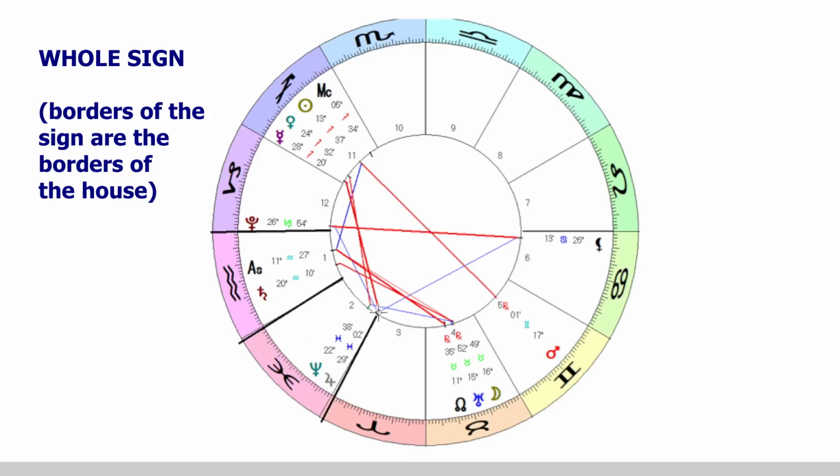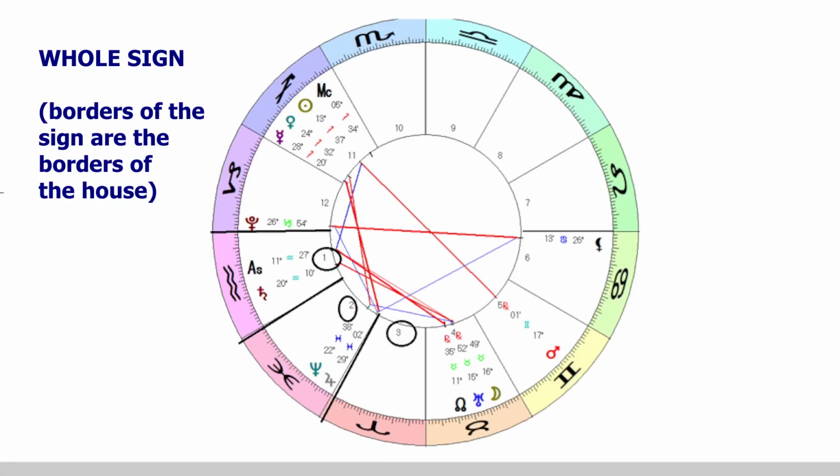It's dividing up the houses, which are these little numbers right here. So it's saying the first house, the second house, the third house, and all of Aquarius is the first house, all of Pisces is the second house, all of Aries is the third house, and so on and so forth.